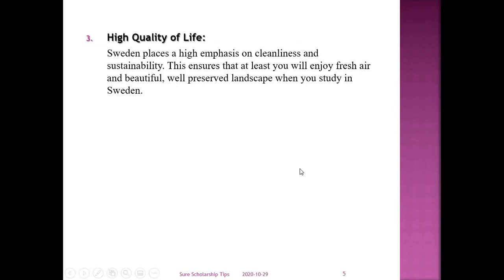The third reason why people tend to study in Sweden is that you have a high quality of life. Sweden places a high emphasis on cleanliness and sustainability. That is true. I am here and I can attest to that. They don't joke with the environment. You are not allowed to litter. You are expected to dispose of your refuse properly, and this helps to keep the environment clean and sustainable. You enjoy fresh air, a well-preserved landscape, and all you can think of while studying. I think this is one of the most important things, because a dirty environment will actually make one sick.